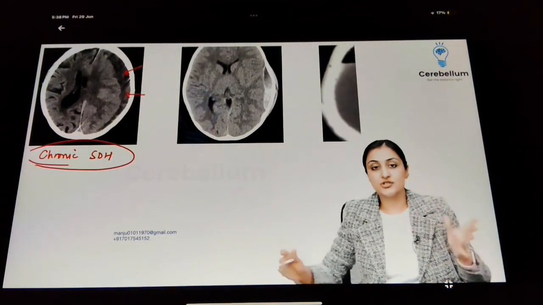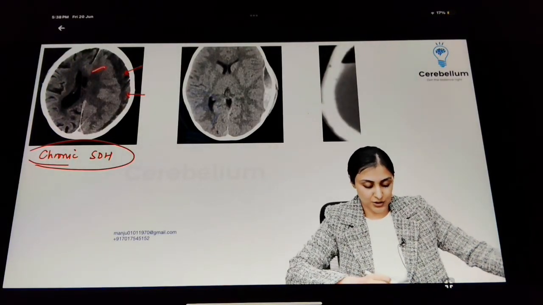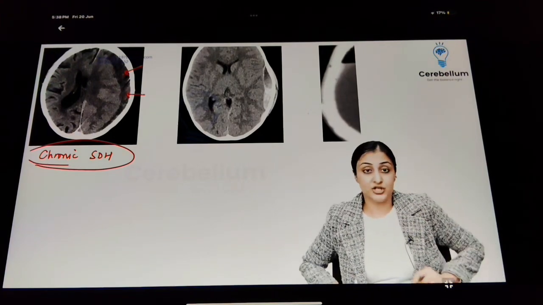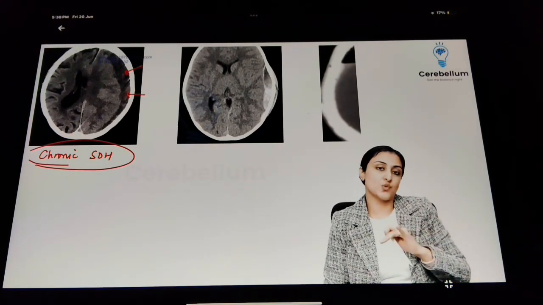Yes, this is a repeat question. This is chronic subdural hematoma, and you can see that there is a lot of mass effect. Can you appreciate how the brain is going to the other side? And this is what is called as a midline shift. So whenever you have a significant midline shift as such, this is what becomes an indication to operate.